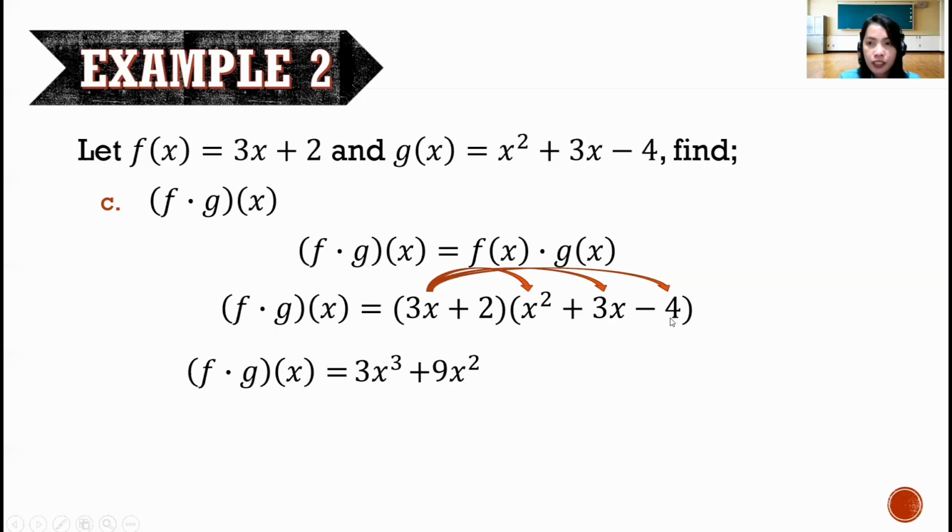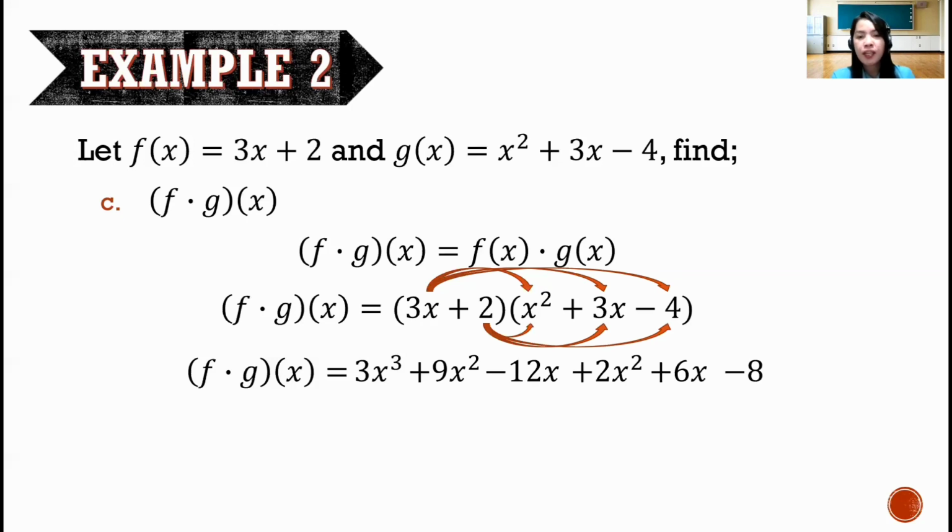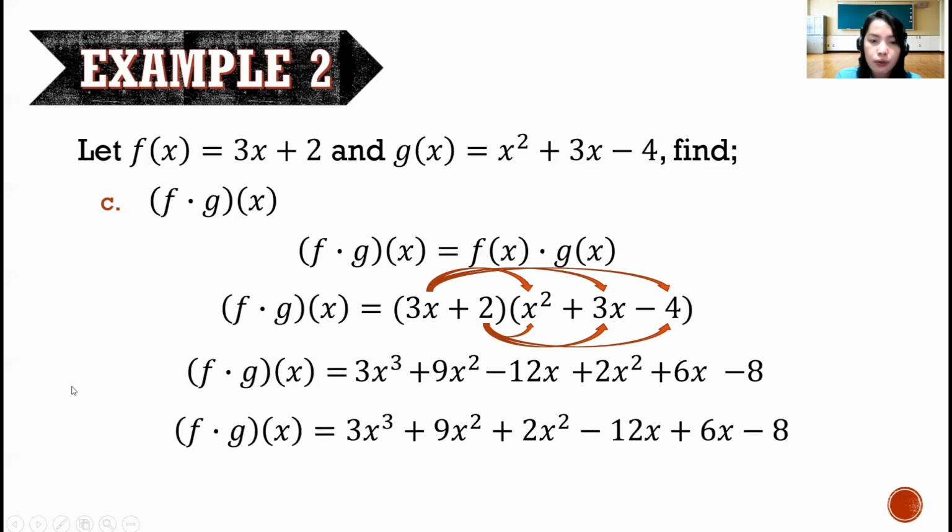And then sa third term naman, i-multiply yung 3x. 3x times negative 4, that is negative 12x. That is followed by 2 times x squared, that is 2x squared. 2 times 3x, that is 6x. 2 times negative 4, that is negative 8. Rearrange the terms according to their degrees. So 3x cubed followed by 9x squared plus 2x squared, and then negative 12x plus 6x, then the last one is negative 8.